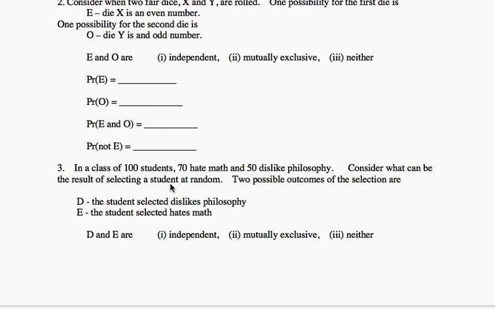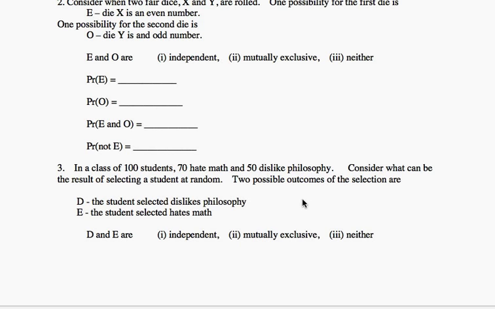This one's a conceptual one and a bit tricky, and you have to think through it. You got a class of 100 students. 70 hate math, 50 dislike philosophy. If you add up 70 and 50, that's 120. That means there's overlap. If you got 100 students, 70 hate math, 50 dislike philosophy, that means there's an overlap of some who hate both, right? They hate math and dislike philosophy.